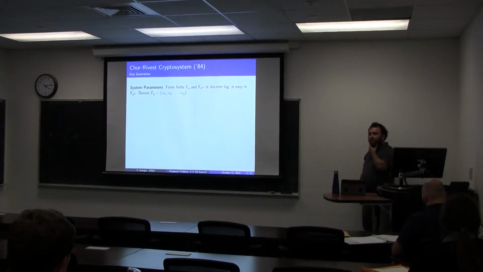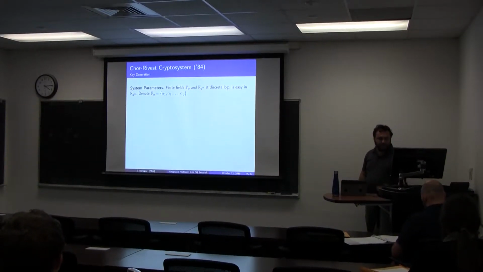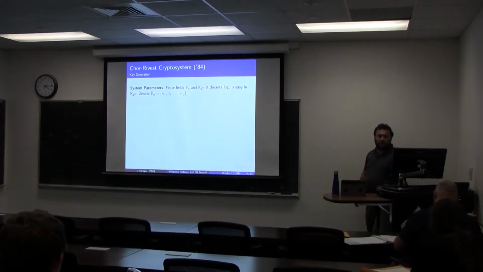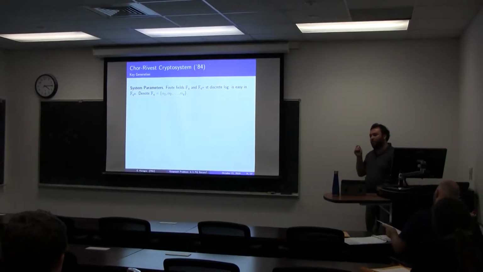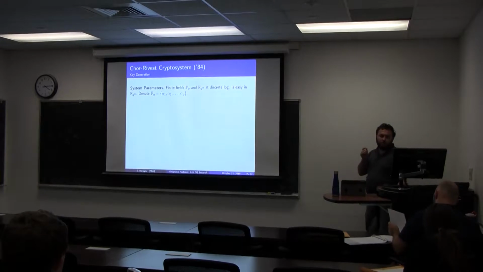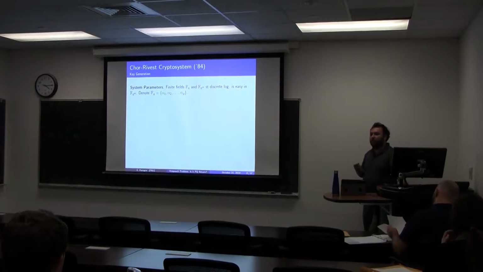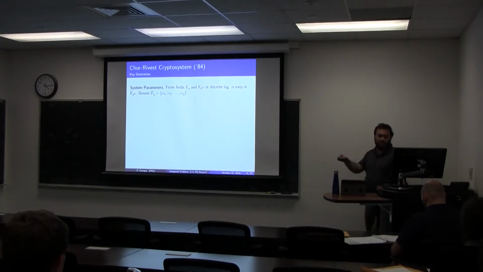Chor-Rivest crypto system is another crypto system, proposed in '84. This works on finite fields. We have two finite fields, FQ and FQM, where the property here is you should choose FQ to the M, the extension field, so that the discrete logarithm is easy. Because Chor-Rivest computes discrete logarithms to construct its private key.